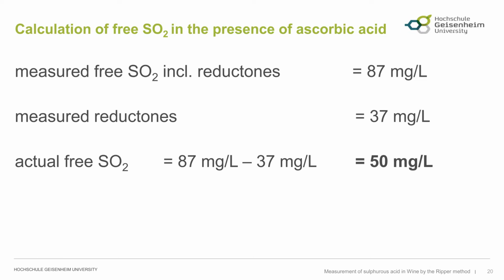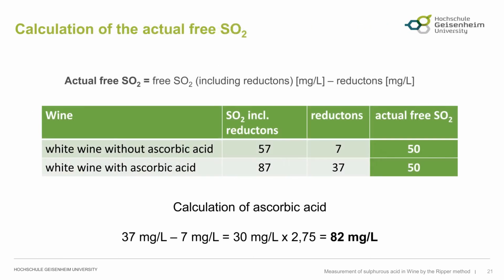The difference between the first and second titration gives you the value for the actual free SO2. If you compare both results after subtracting the radiotones, you will see the same amount of actually available free SO2. If we had not measured the radiotones, we would have a completely different result. In this case, we would assume a SO2 content which is not really present.